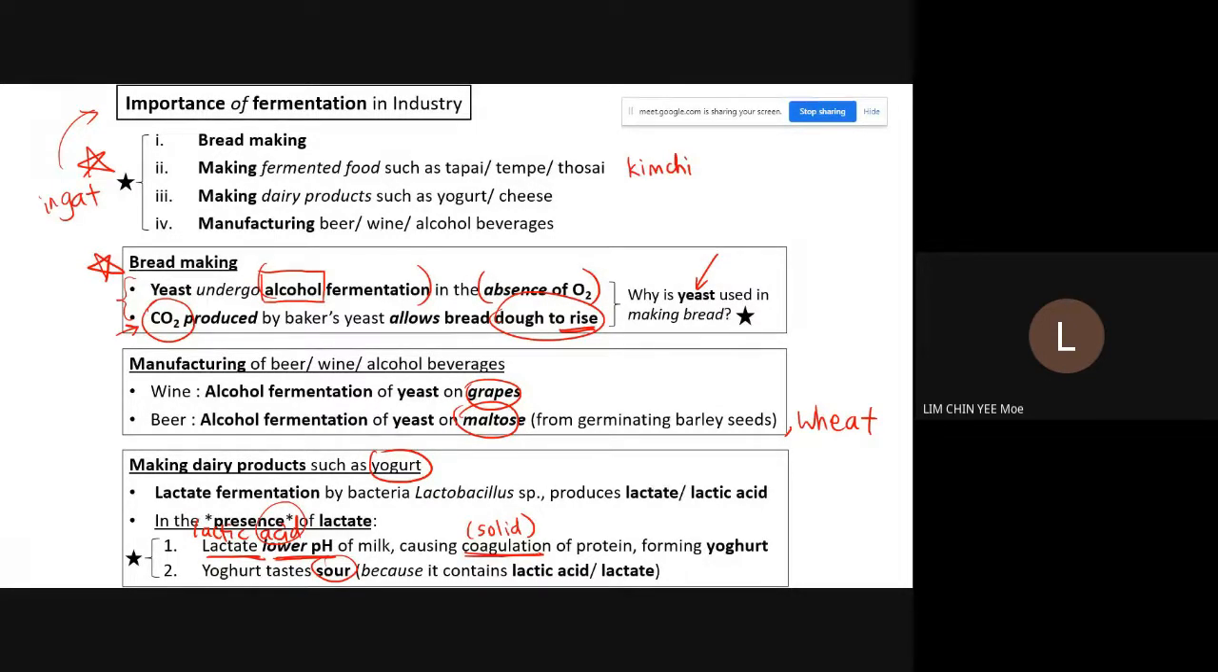If you next time buy yogurt, when you read the ingredient, you may find the type of bacteria that we call lactobacillus. So lactobacillus, what shape? Rod shape. Okay, good job. So lactobacillus is the type of bacteria that will undergo lactate fermentation. So ada lactic acid, ingat je acid, low pH, sour. So ini yang you kena ingat. And that's all for today.